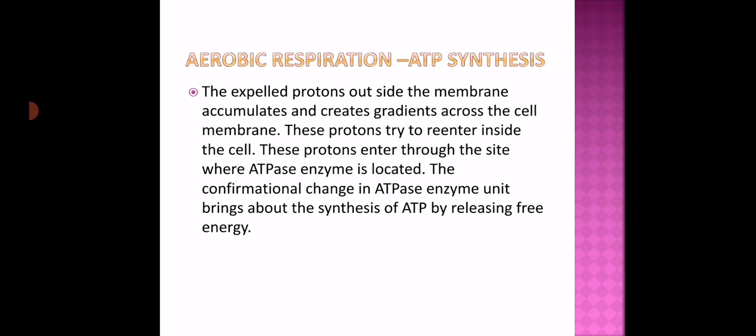In case of aerobic respiration, we know that whatever expelled protons are there outside the membrane, they will accumulate and they will create a gradient across the membrane. As I said earlier, due to flow of electrons and protons, electrons will flow in the electron transport chain, no doubt, but protons will be expelled out, and a high concentration of protons will be there outside the membrane. So this will create a gradient. High concentration of protons will be outside the membrane, and inside the membrane low concentration of protons will be there. So this is the gradient creation. So these protons try to re-enter.